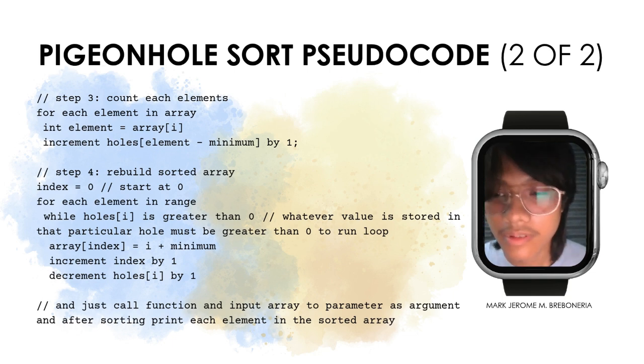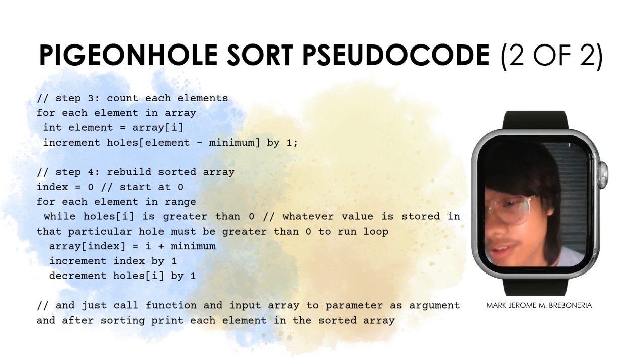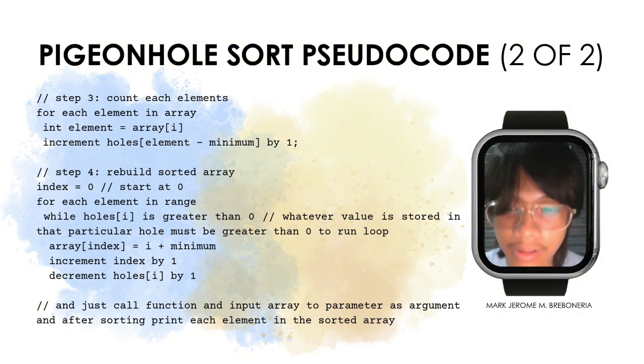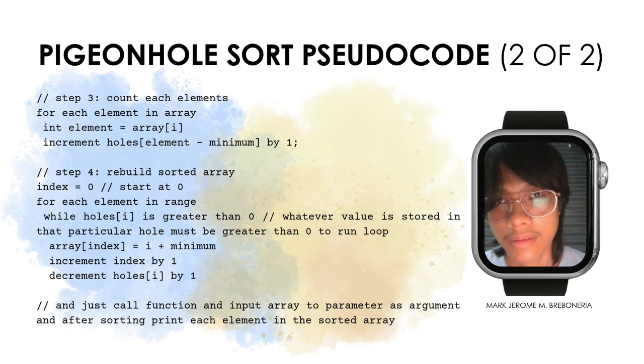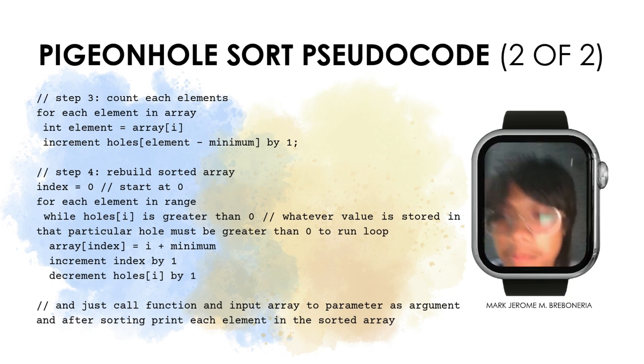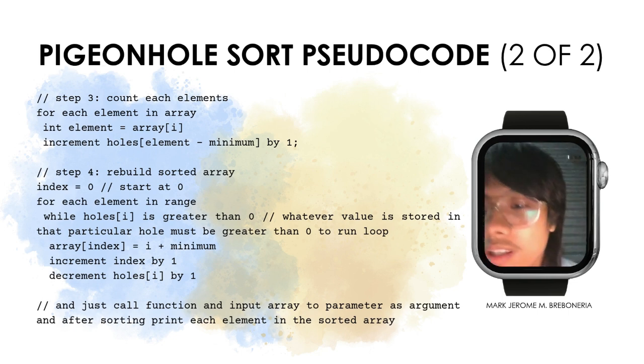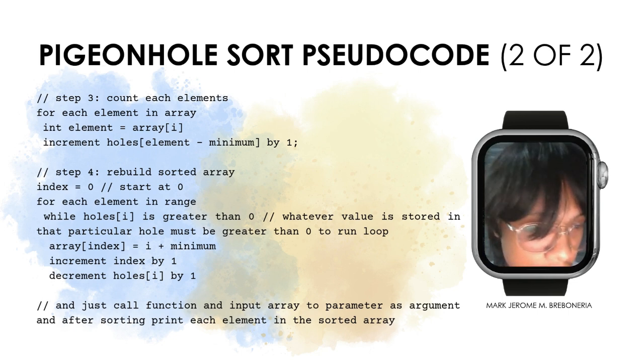For example, we have arrays with 2 of the same elements, or duplicates. We have two 5s in an array of like 5 elements, like 5, 5, 4, 10, 8, something like that. So we'll be counting them and putting them in the respective holes.